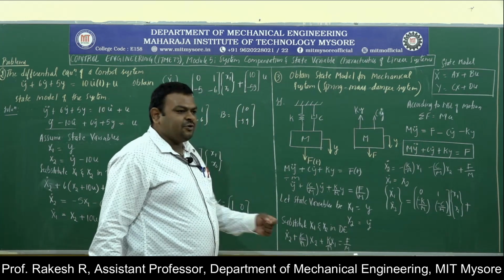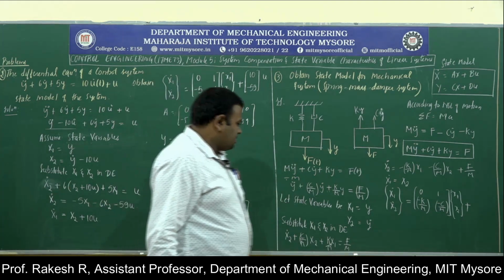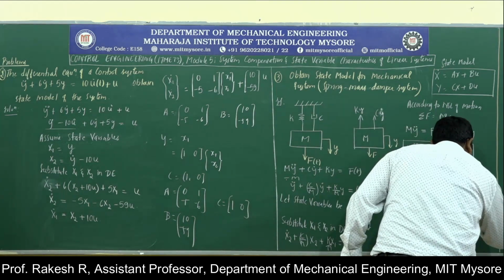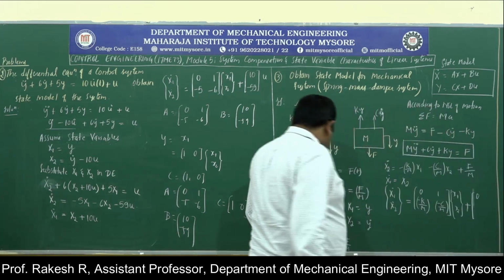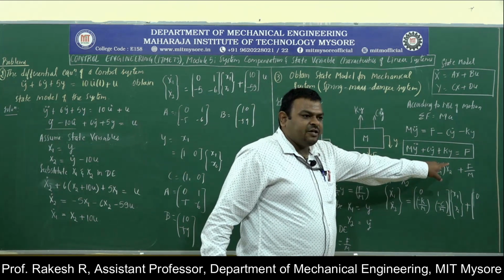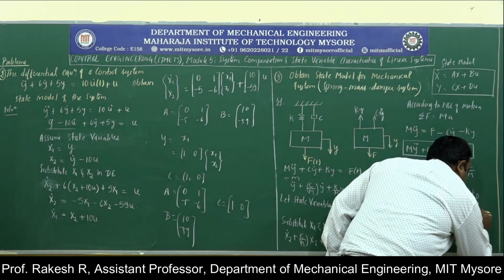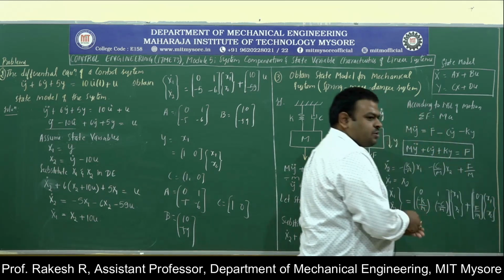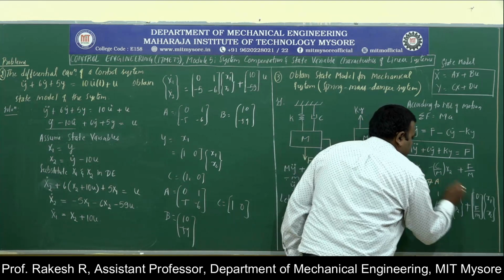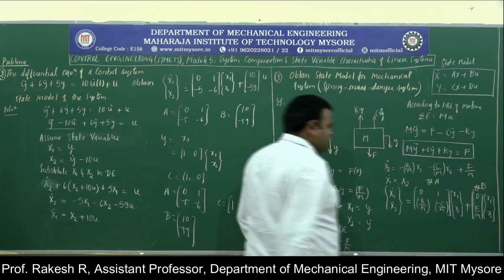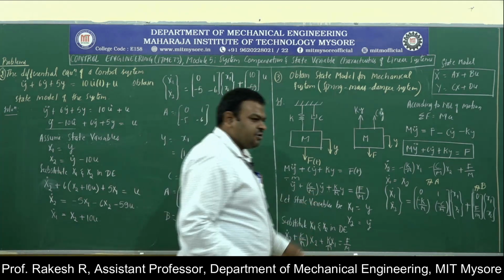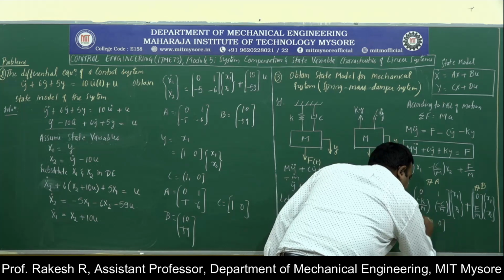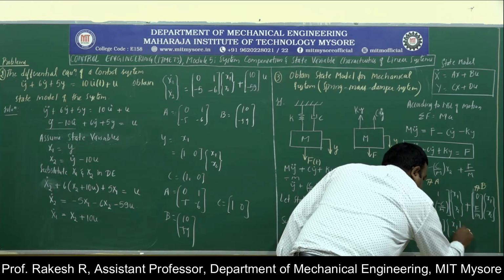B is a matrix which needs to have the input terms. In x1 dot there is no input term, there is no u term, so I will write 0. In x2 dot I will be having the input term, that is f by m, into x1, x2. So this is my A and this is matrix B. Then what is matrix C? y is equal to x1, that is 1, 0, times x1, x2. This is C.